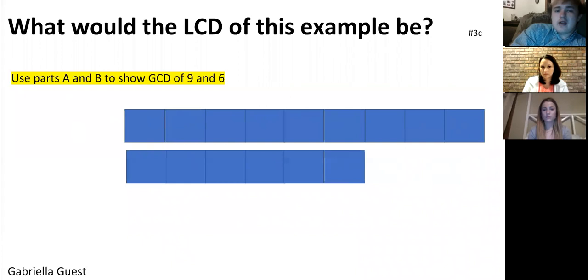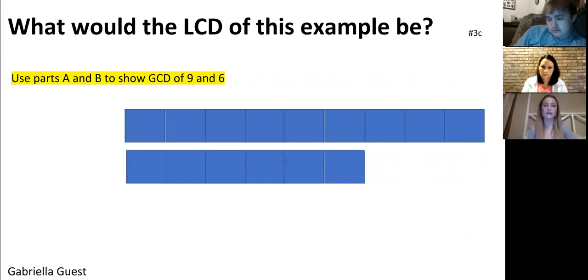What would the LCD of this example be? Use parts A and B to show GCD of 9 and 6. Okay, so for the GCD of 9 and 6, it would just be 3, because it's just the smallest number that can go into both. 3 times 2 would give you 6, and then 3 times 3 would give you 9.